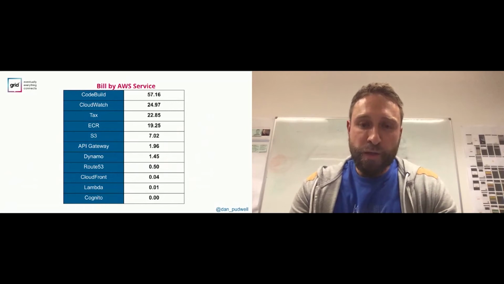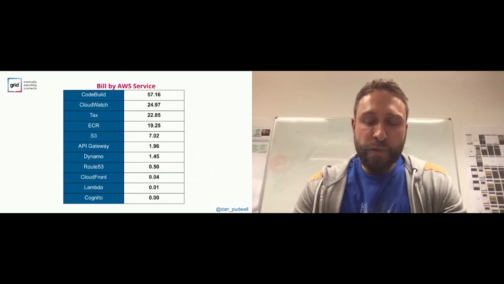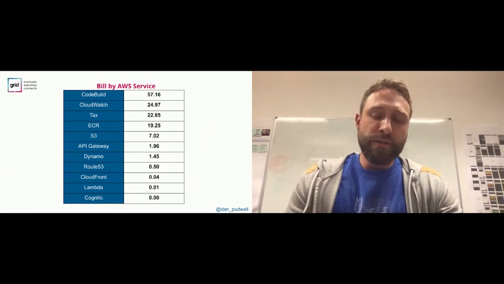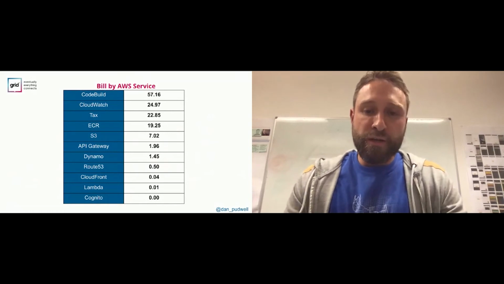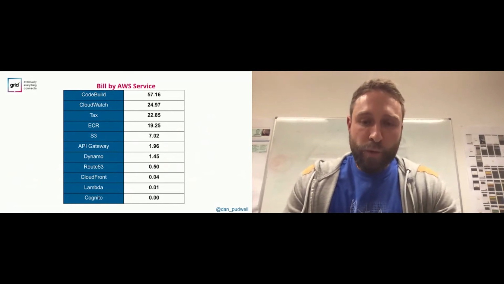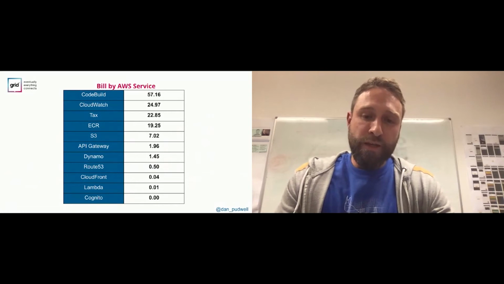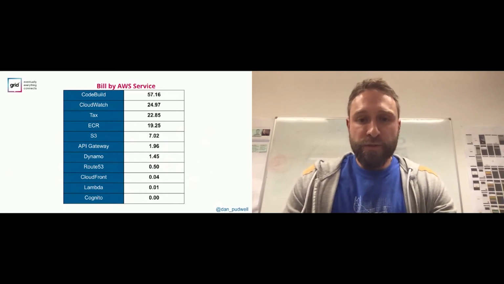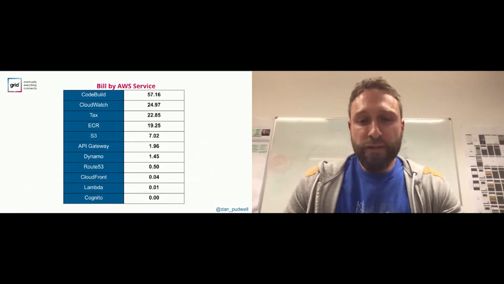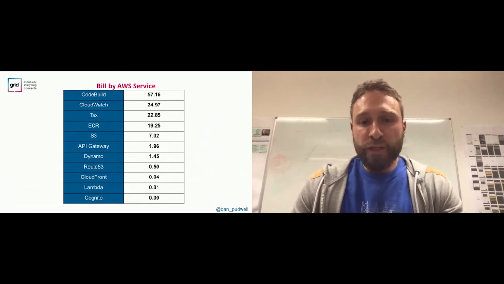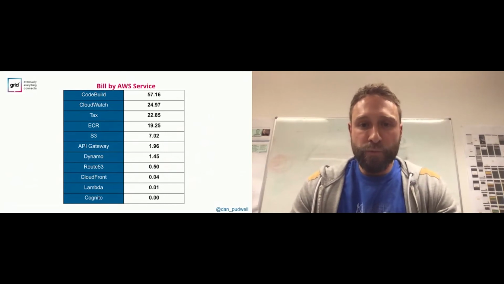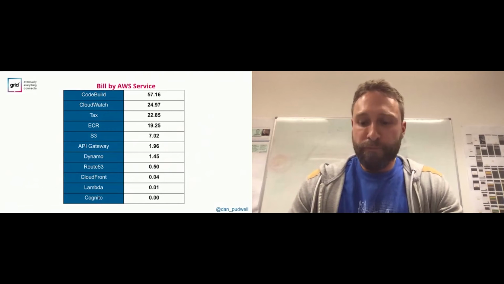That ECR spend as well, that $19 spend, we pretty much eliminated that now, actually. So we don't actually store images. We used to have an image for our builds. We don't do that anymore. We use the AWS standard images. So dropping that, it's almost 15% of our bill just storing images. So yeah, we could have done some optimization there as well.